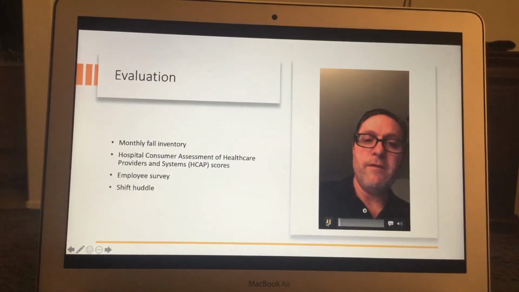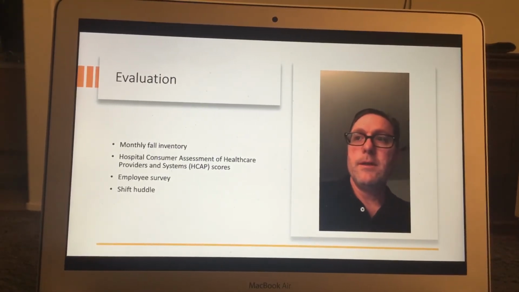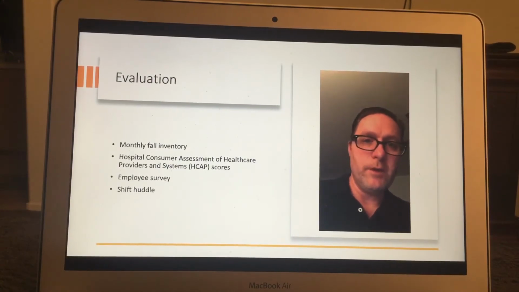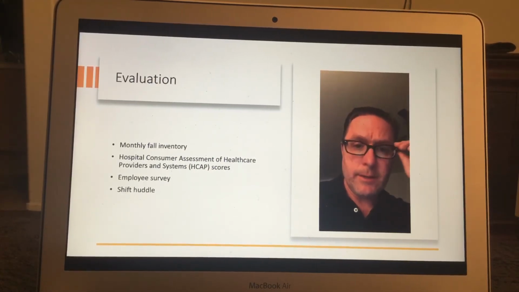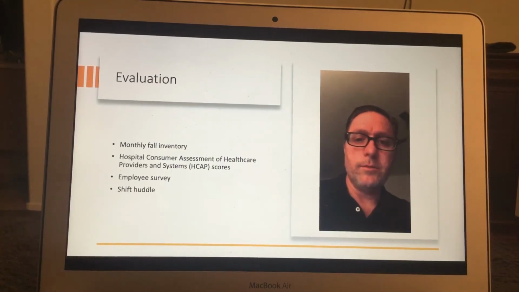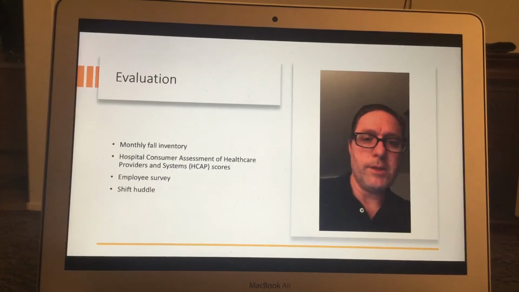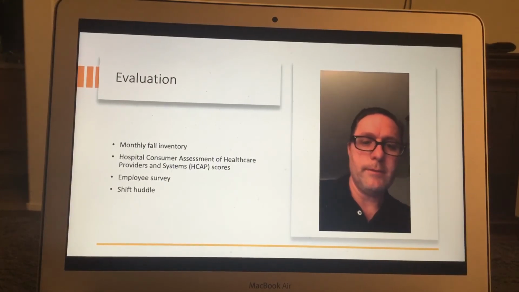So the way we evaluate whether the interventions helped or not is a monthly fall inventory, HCAHPS, which is Hospital Consumer Assessment of Healthcare Providers and Systems score, employee surveys, and also during shift huddle, we'll find out information about falls at that point.